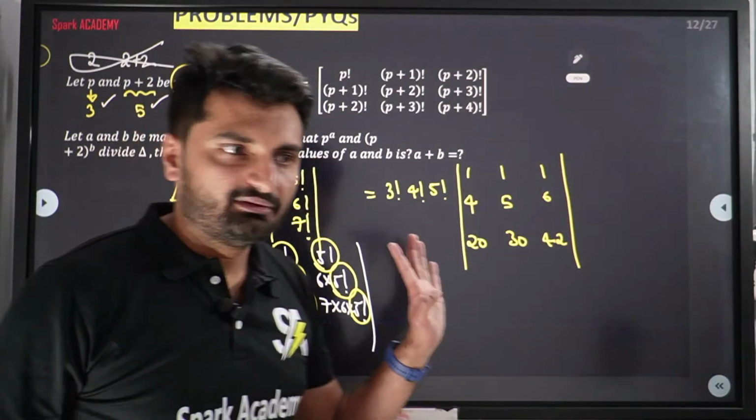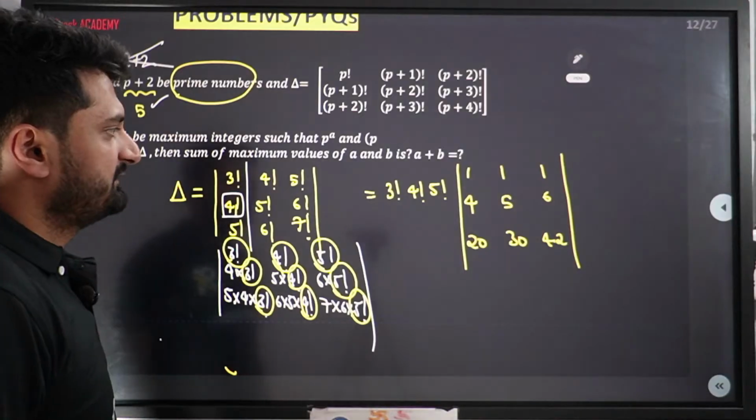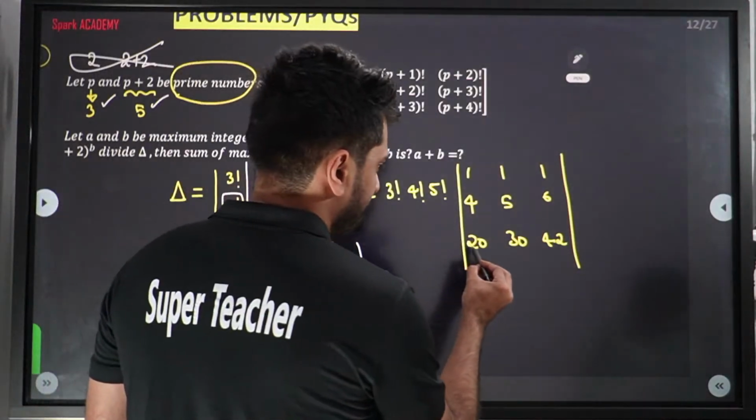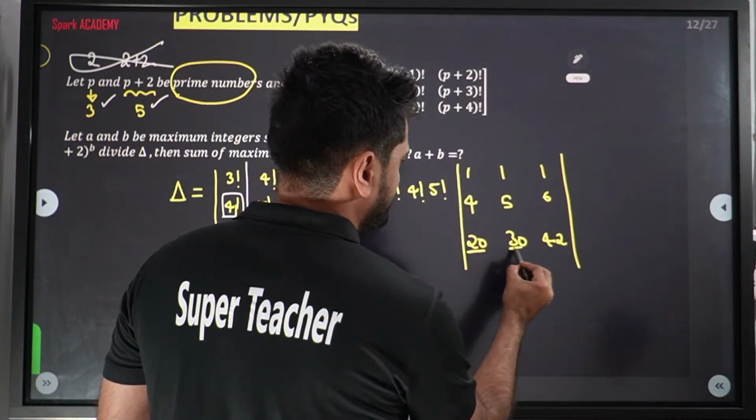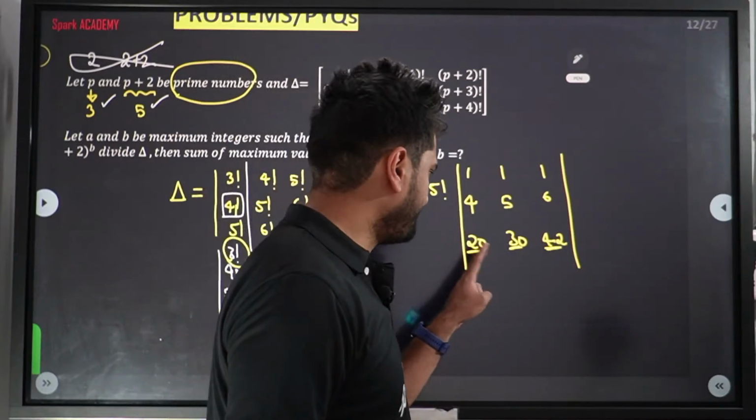This is what we got now. So next ఏంటంటే we have 20, 30, 42. Again we can take something common. ఇదంతా ఏ టేబుల్లో పోతుంది?